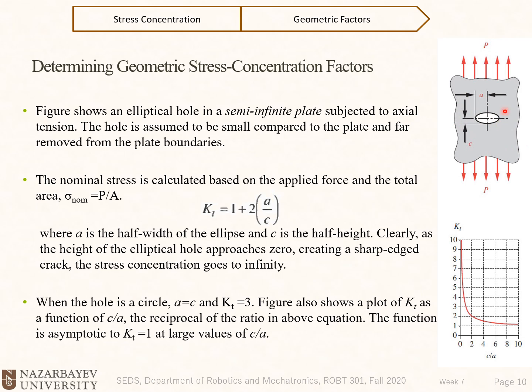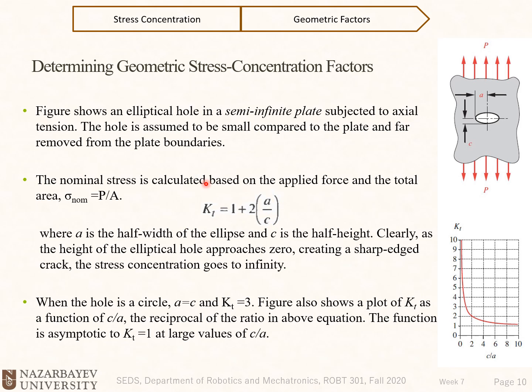You see the geometrical parameters of our elliptical hole, A and C. The nominal stress is calculated based on the applied force and the total area. So sigma nominal here is P divided by A. This is a very classical stress, and sigma nominal is P divided by A. KT, the geometrical stress concentration factor, is 1 plus 2 multiplied by A divided by C.